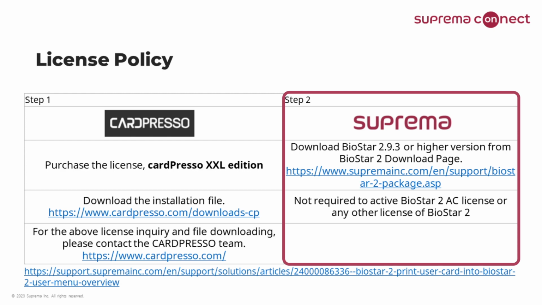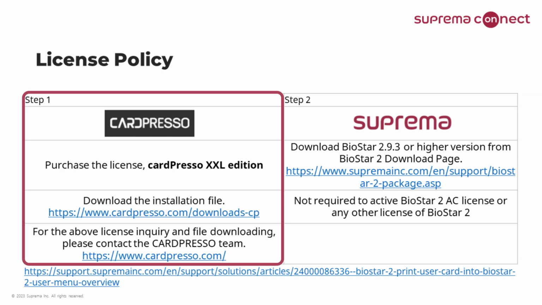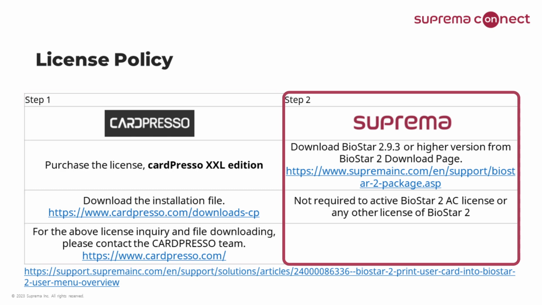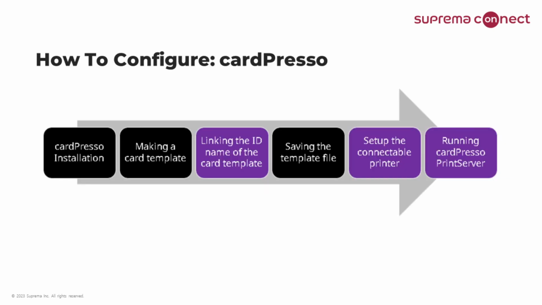Now, the second part is to install BioStar 2. The reason why we call it step 1 and step 2 is as a precaution when installing with CardPresso software. So if you have not installed BioStar 2 in advance, make sure you install CardPresso software first and then have BioStar 2 running.